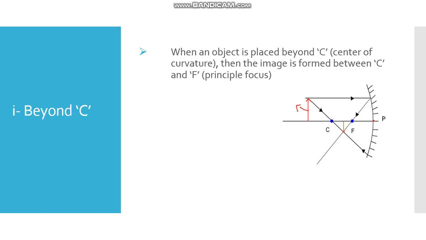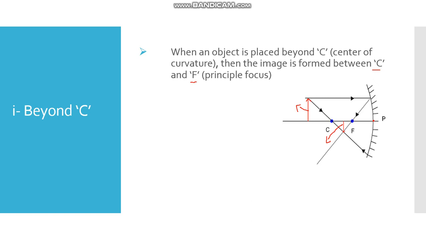Here you can see that the object is placed beyond C. It means that it is present before C. So when an object is placed beyond C, the image is formed between C and F. Here you can see that this is the image, and it is formed between C and F. Now what we have to tell? First we have talked about its location, that if the object is placed beyond C, the image will be formed between C and F.